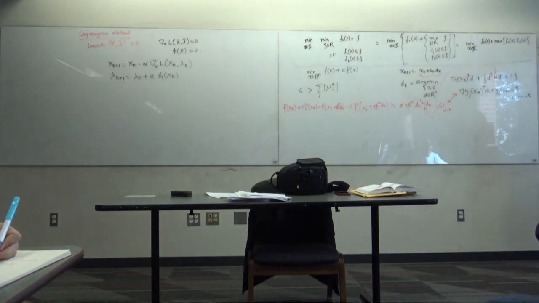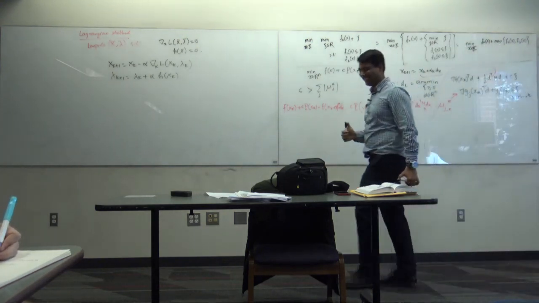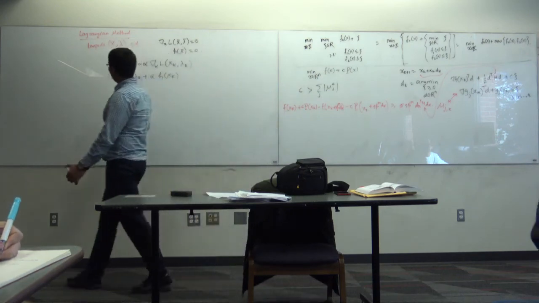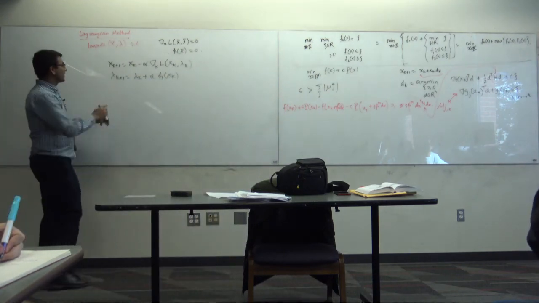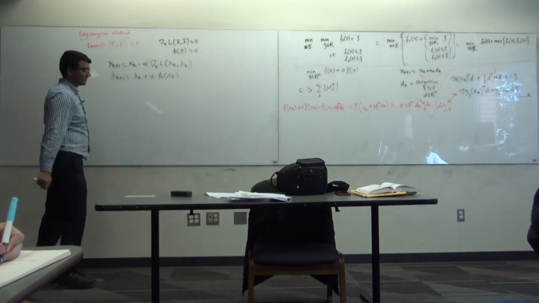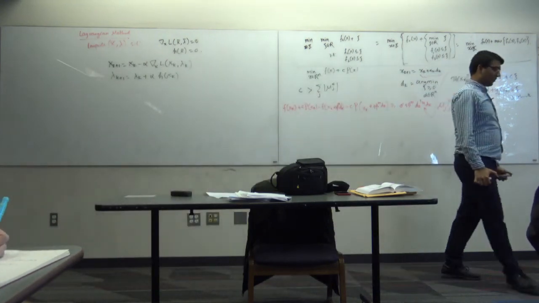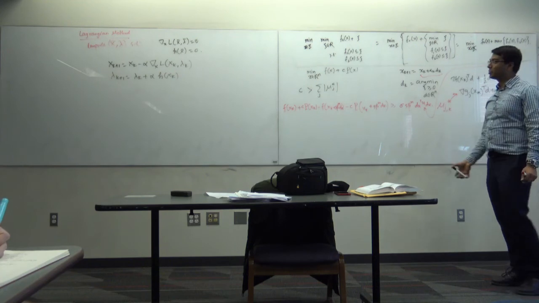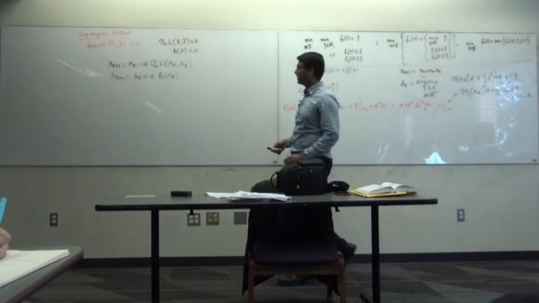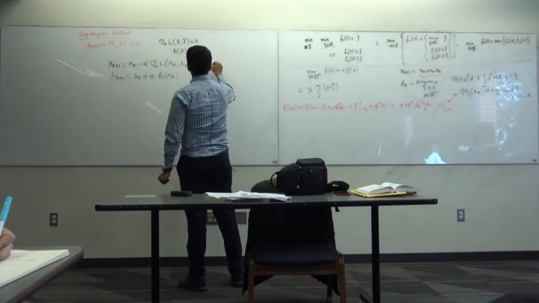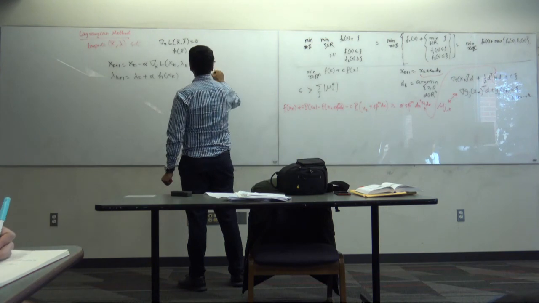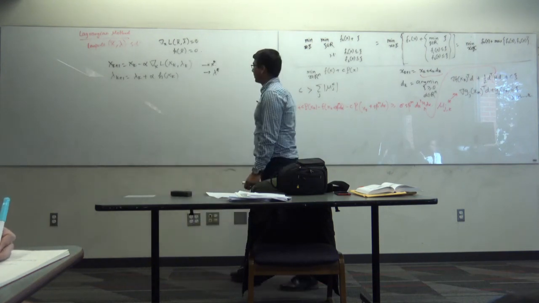Let's go with alpha being the same across all iterations, some small positive number. Then you tried it and it works: it converges, x_k to x star and lambda_k to lambda star.